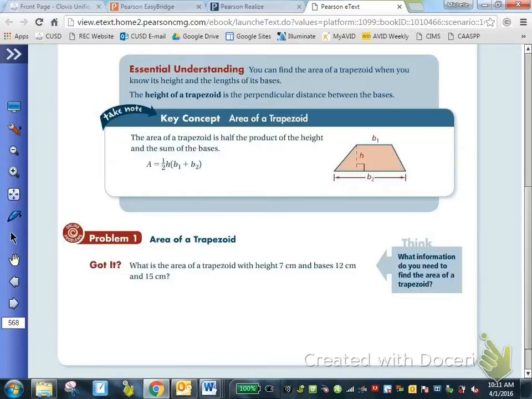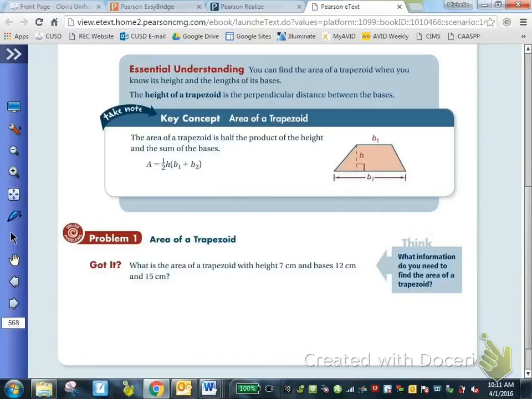So a rectangle is a quadrilateral that has 2 parallel bases and 2 parallel sides. A trapezoid, the only thing that it asks for is 2 parallel bases. So we would say that a rectangle is a special case of a trapezoid because it has 2 parallel bases, but the sides are also parallel. Does that make sense? So the trapezoid is kind of like the all-encompassing shape.